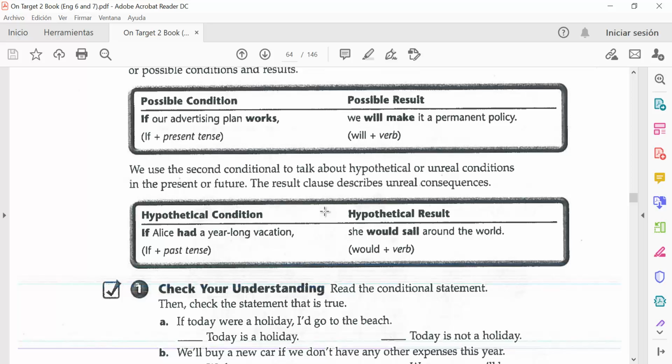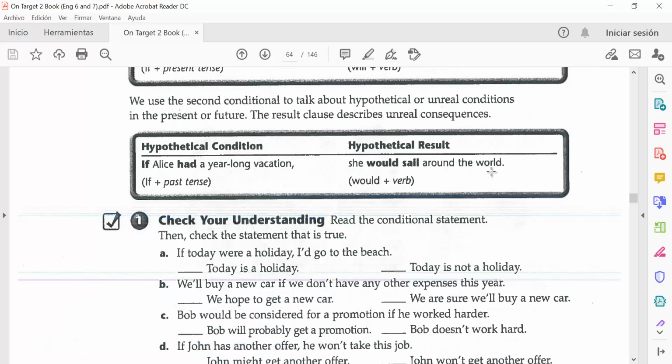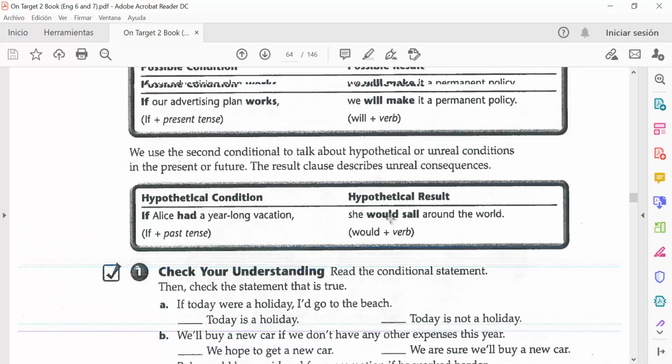So very quick, to wrap up, a second conditional sentence is made by two clauses. Do you remember what a clause is? A part of a sentence. The first part, which is the condition clause, is formed with the particle if and the simple past. And the result clause, which is the second part, is formed with the auxiliary would and the verb. And that's how you form the second conditional sentences.